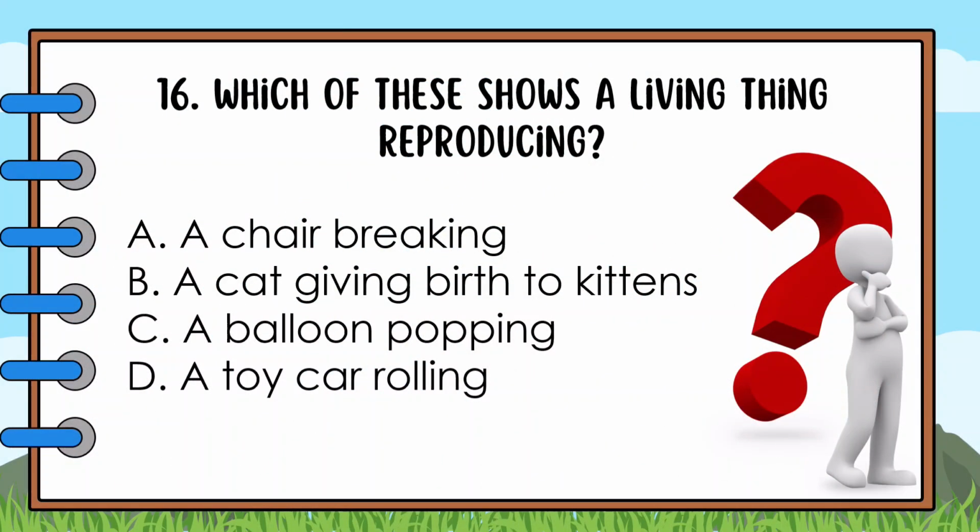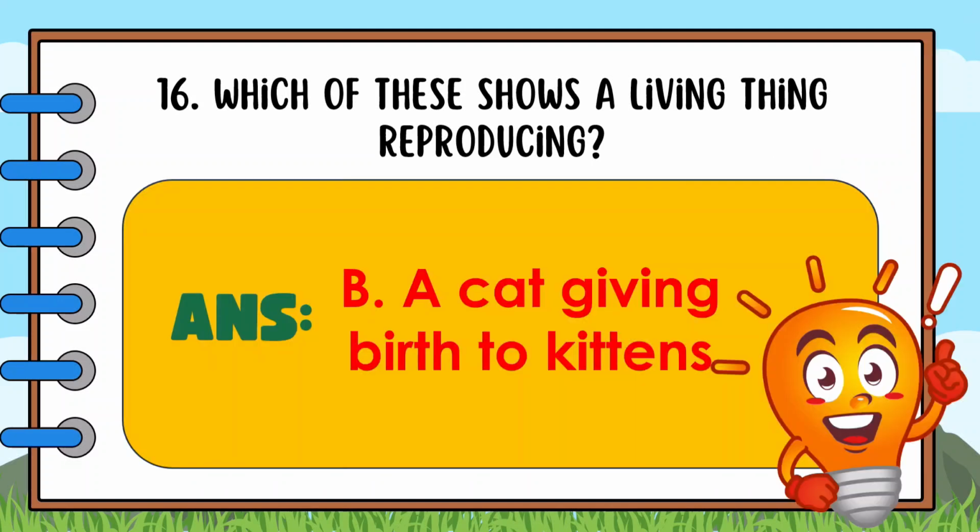Which of these shows a living thing reproducing? A. A chair breaking. B. A cat giving birth to kittens. C. A balloon popping. Or D. A toy car rolling. The answer is B. A cat giving birth to kittens.